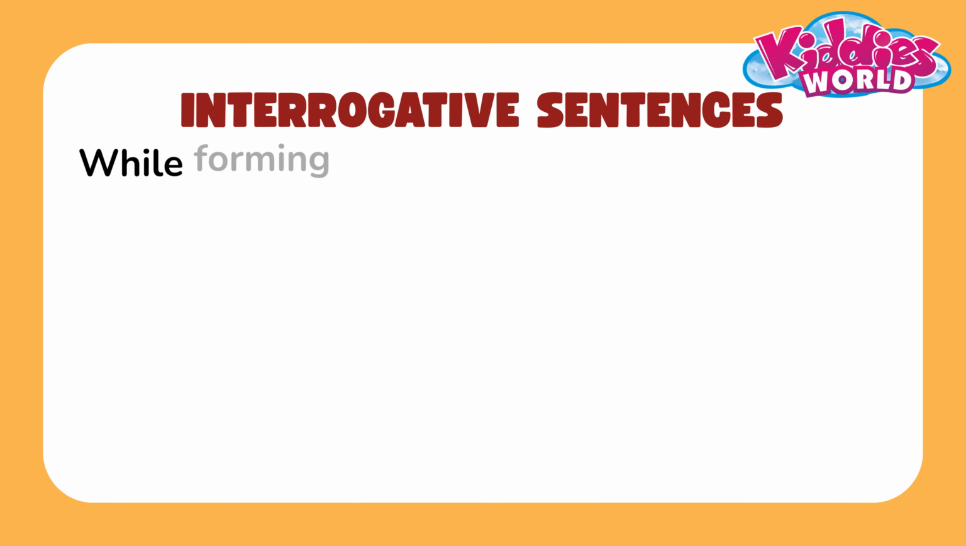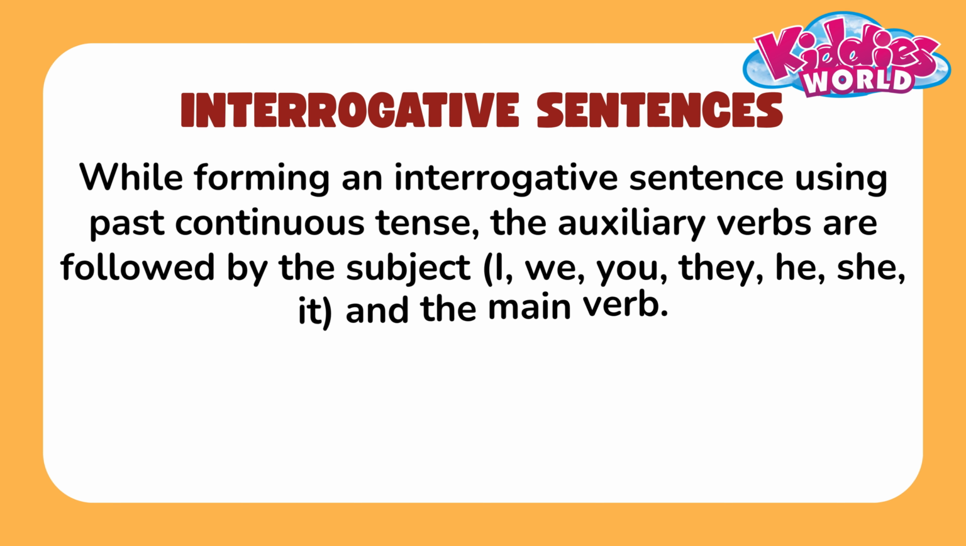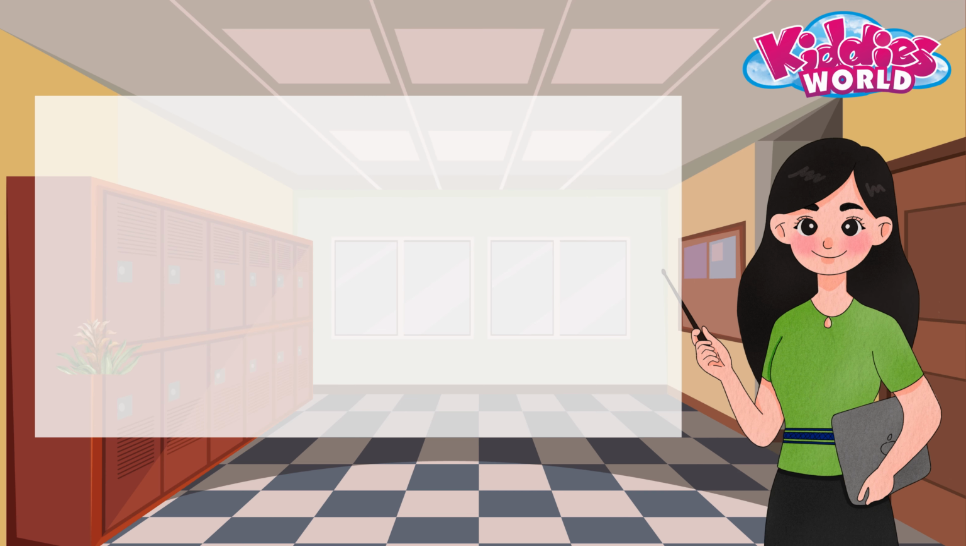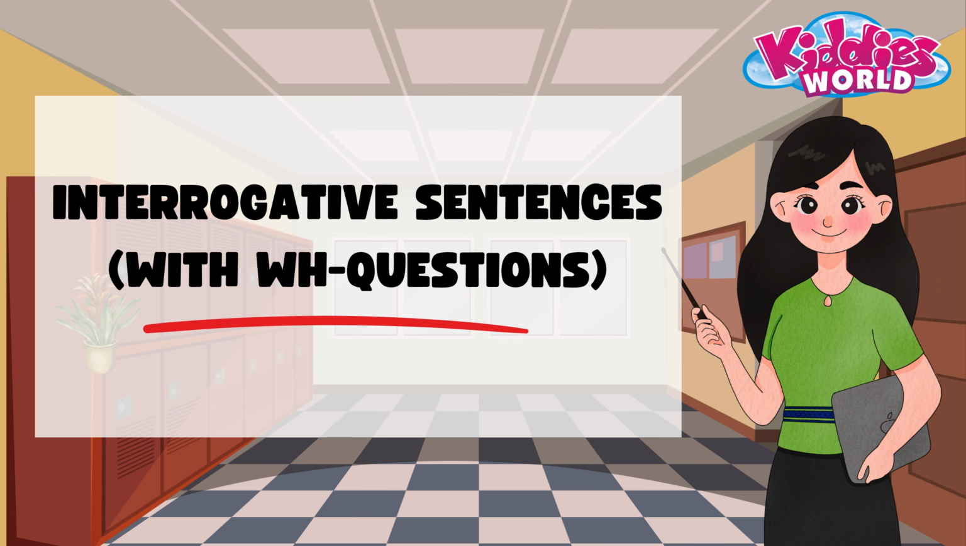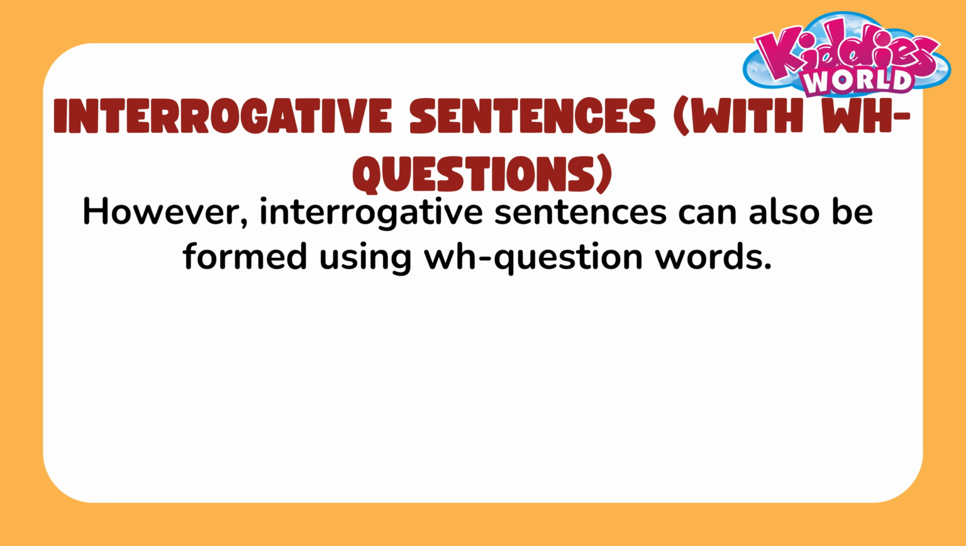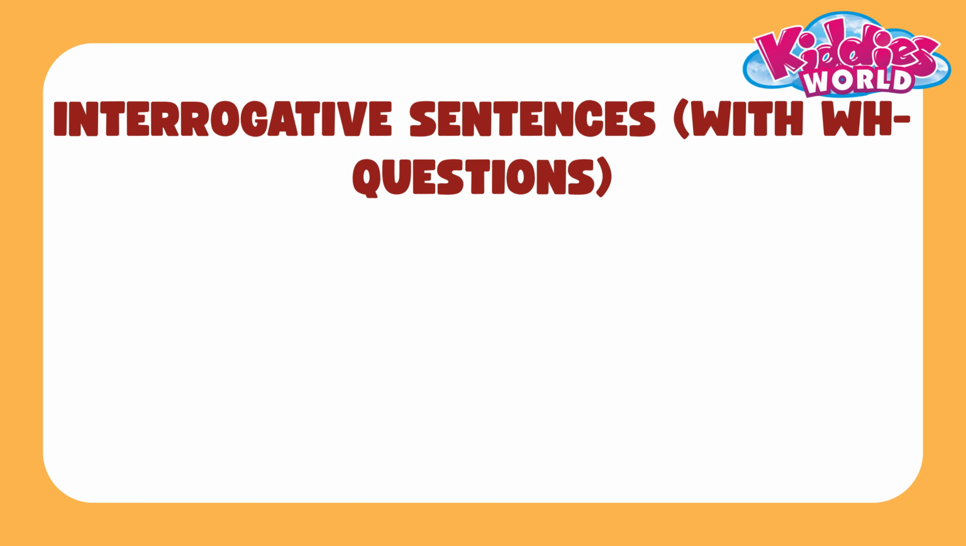Interrogative sentences. While forming an interrogative sentence using past continuous tense, the auxiliary verbs are followed by the subject I, we, you, they, he, she, it and the main verb. Check the form and example. Interrogative sentences with WH questions. However, interrogative sentences can also be formed using WH question words. Check the form and example.